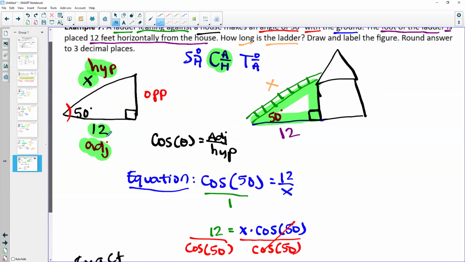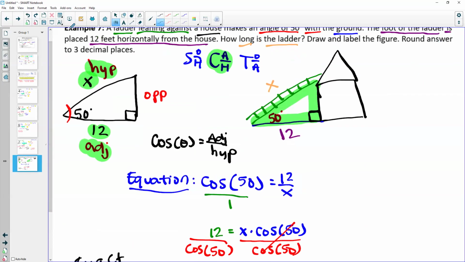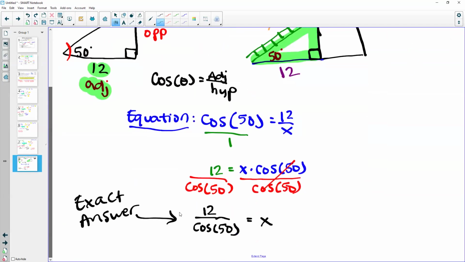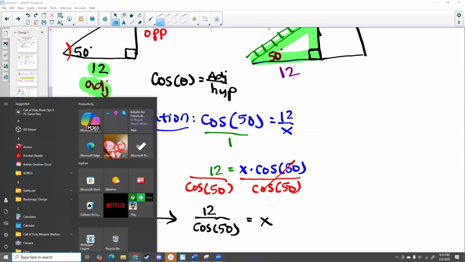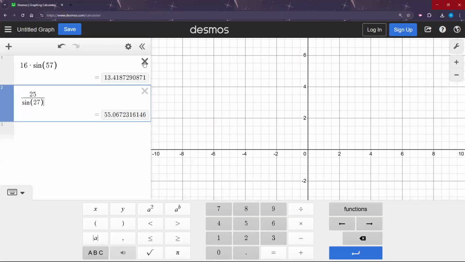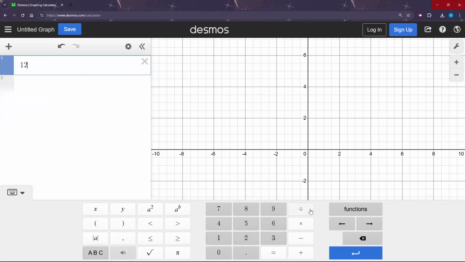If I look here, it said round answer to 3 decimal places. So our answer is looking at the value of x, so 12 divided by cosine of 50. Let's go ahead and see what that gives us, and we're going to round to the nearest 3 decimal places. So 12 divided by cosine of 50 is what we're working with. What we get is 18.668, and now we look at the next number.